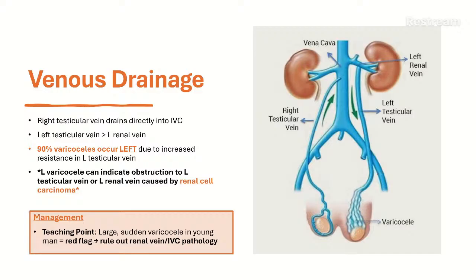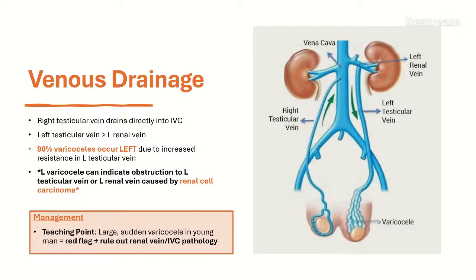90% of varicoceles do occur on the left, and they're due to increased resistance in the left testicular vein. And it can indicate that there's an underlying RCC. So if someone's got a new sudden onset left varicocele, we're thinking, let's go and get an ultrasound scan just to make sure they've not got a renal cell carcinoma.